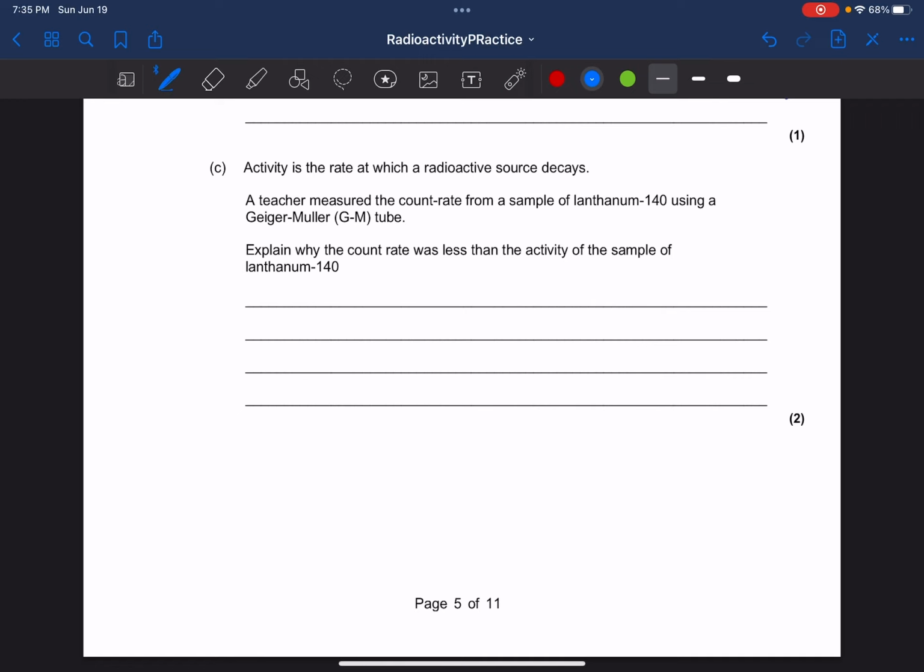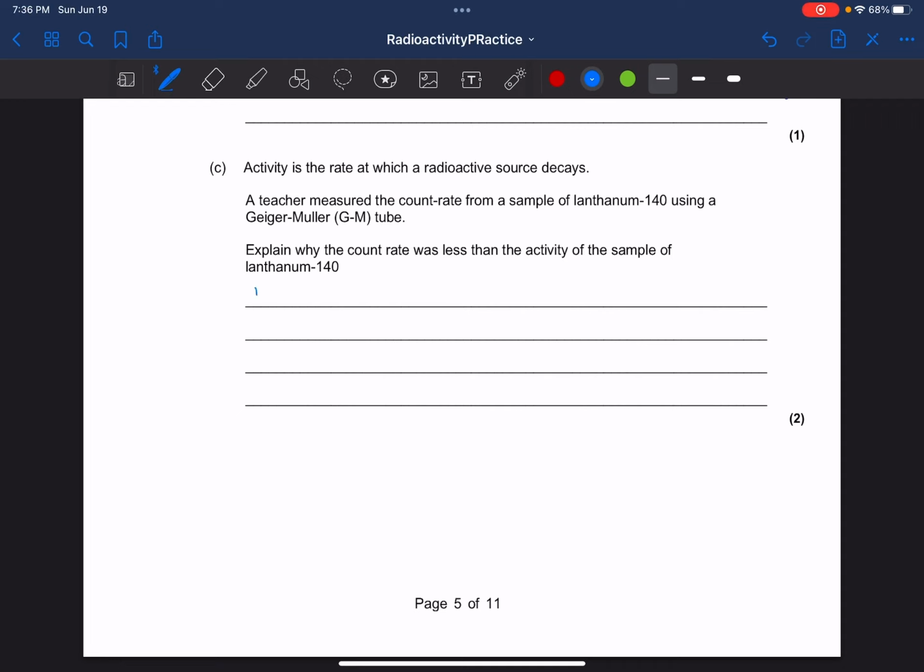Activity is the rate at which a radioactive source decays. A teacher measured the count rate from a sample of lanthanum 140 using a Geiger-Müller tube. Explain why the count rate was less than the activity of the sample. So count rate and activity are very different. The reason that it was very difficult to detect this was basically because activity emits in all directions, and it's three-dimensional.